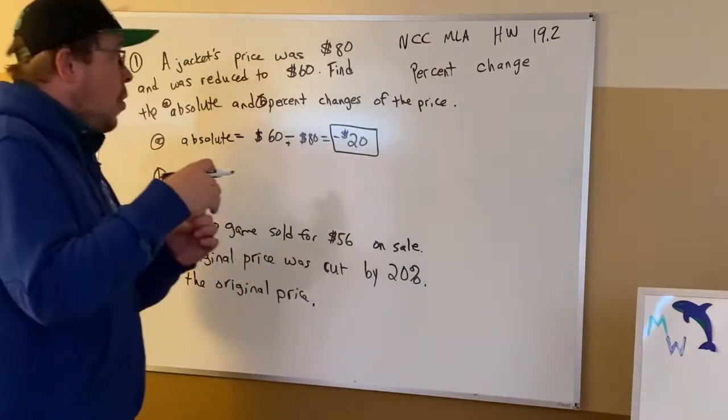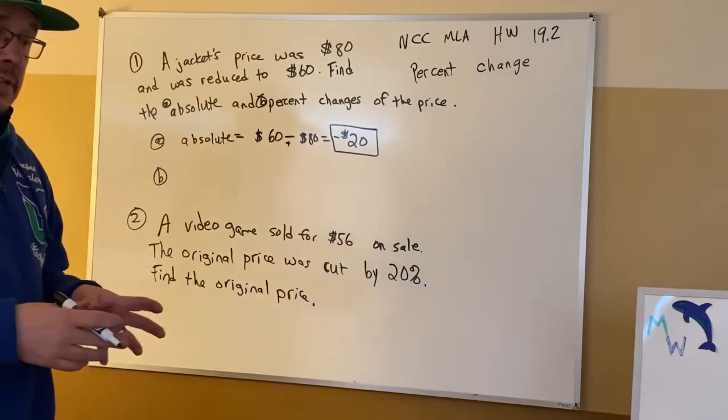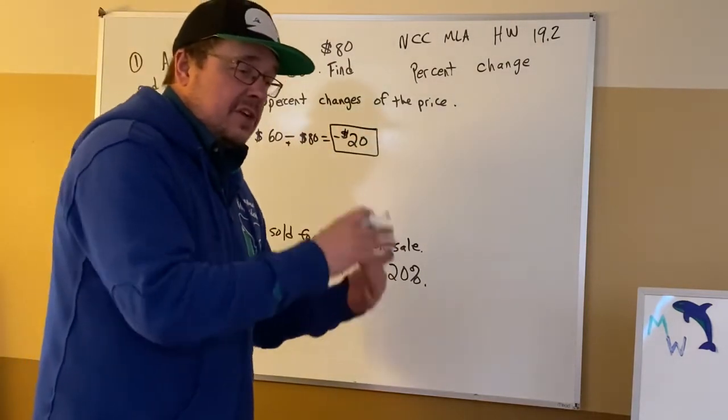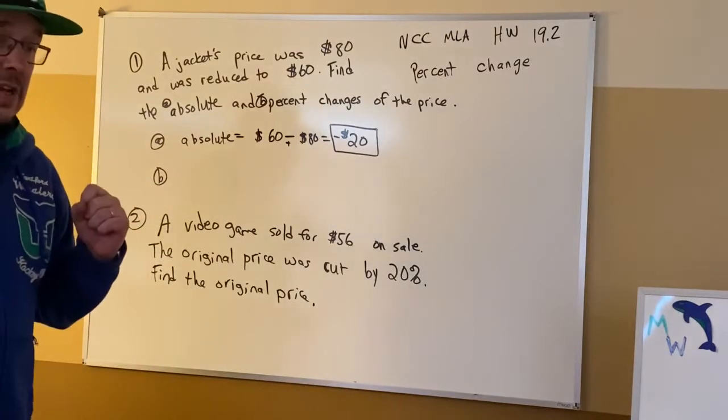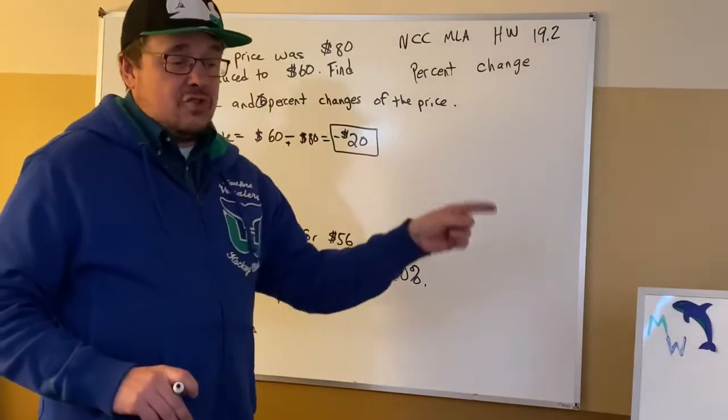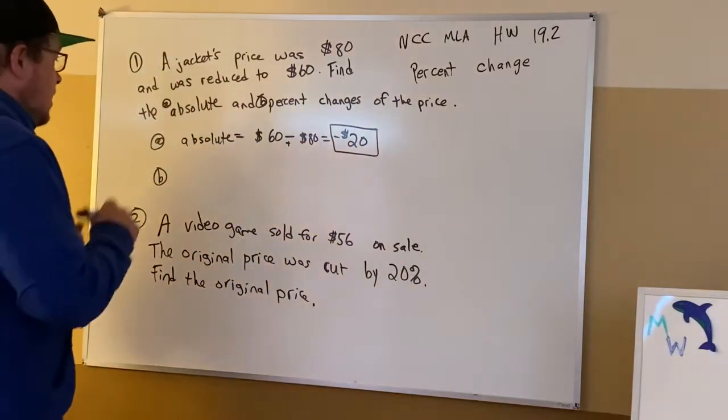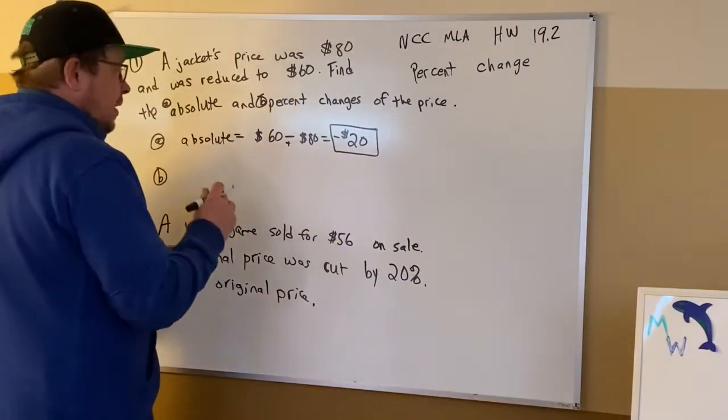If they said, what's the reduction of the price? The answer to that would be $20, because the reduction already includes the fact that the price is dropping. But if they ask you for the change, it's your responsibility to tell them if it's dropping using a negative sign. Now the relative one will then lead to the percent.